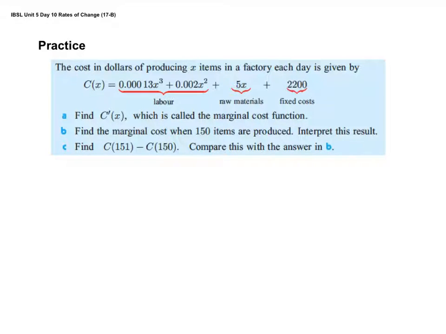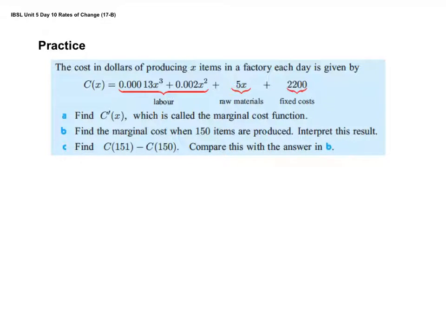Labor will be dependent on how many units we produce because we might have to do overtime, or if we have people going full time, it might increase because now we have to give them benefits and that sort of thing. So you have all of these different things that come into a cost function like this. But look at what we can figure out.